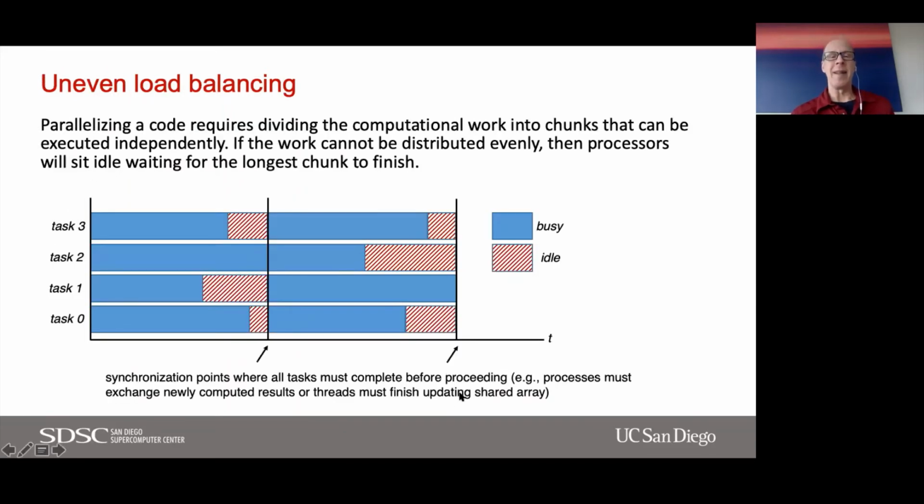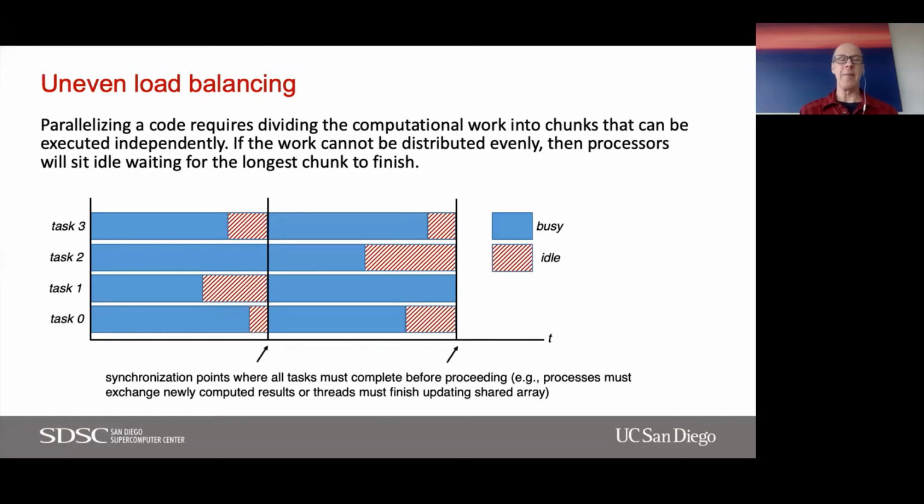So load balancing. This is an issue where, when we parallelize a code, we need to take all the computational work and divide it up into chunks that can be executed independently. If the work cannot be distributed evenly, then processes will sit idle waiting for the longest chunk to finish. So let's say that we have 4 tasks. These could be processes or threads. You could have parallelized this using MPI or OpenMP, but assume that each of these tasks or CPUs is assigned a different chunk of work.